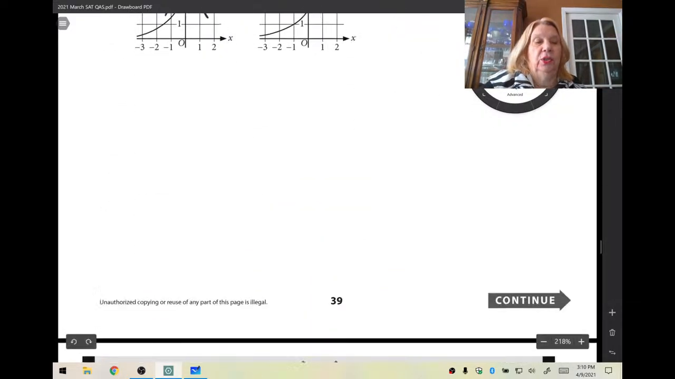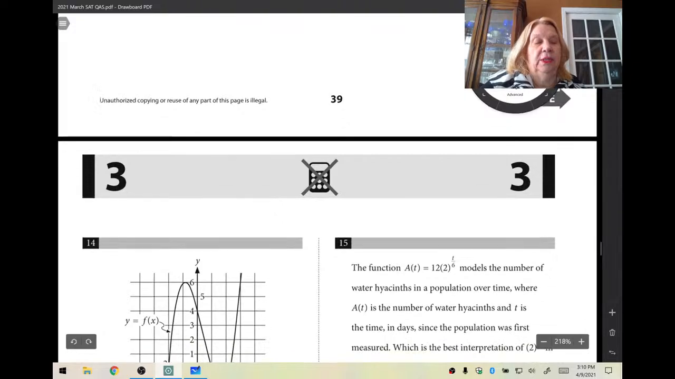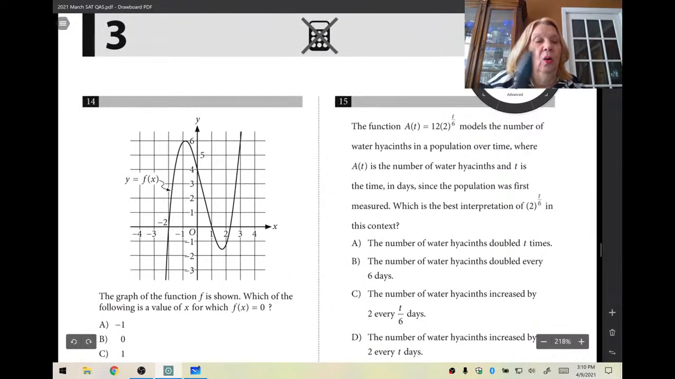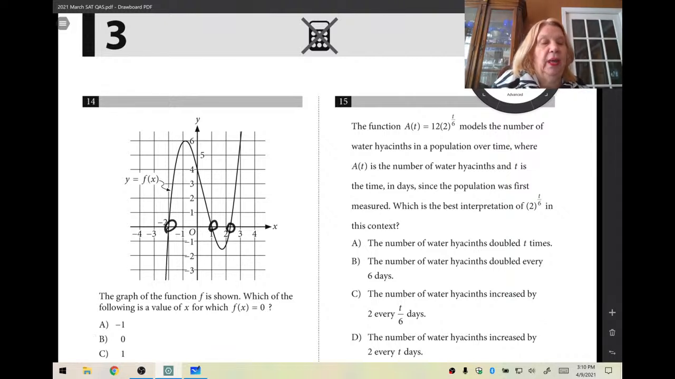Now we're going on to 14. Oh, this is not bad at all. We just need f of x is 0. So we have possibilities of a -2, a 1, and a 2 1/4 maybe. So the one they give us is C.